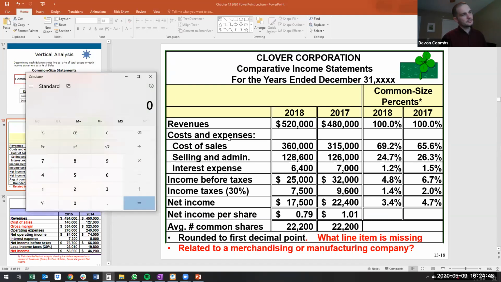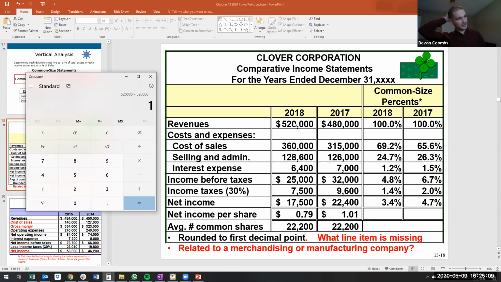Revenue, we're going to compare to total revenue. So even though we have multiple periods here, we're going to compare against the current year, right? That's the whole change in vertical analysis. We're not comparing the change over the year, we're comparing the current year. So 520,000 divided by 520,000, we're always comparing against the revenue, is 100%.